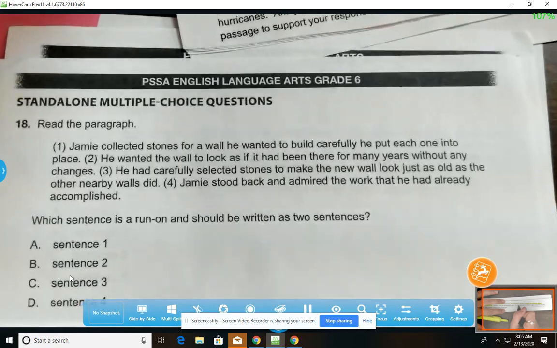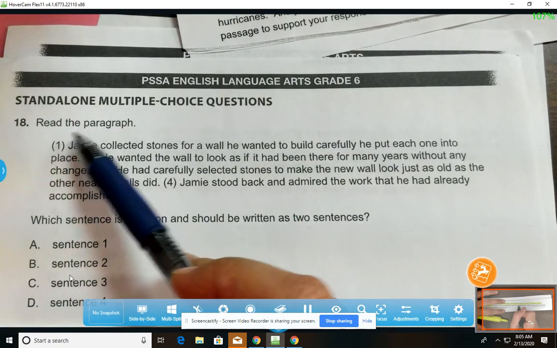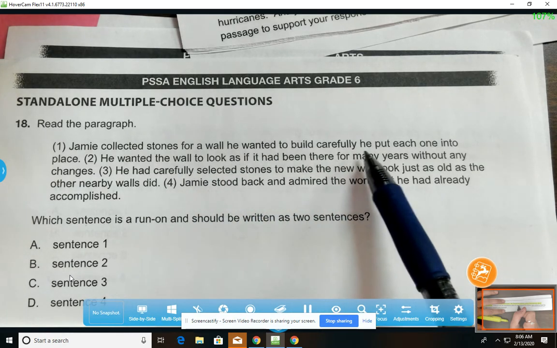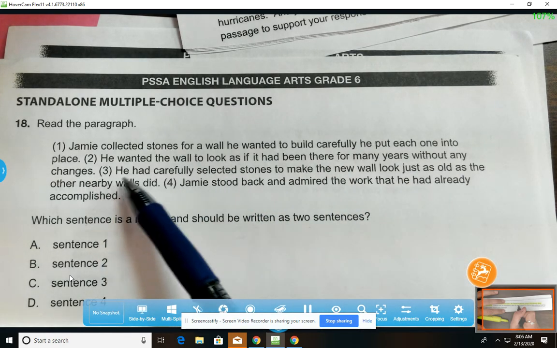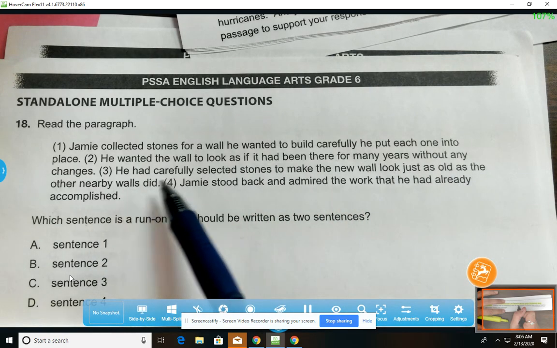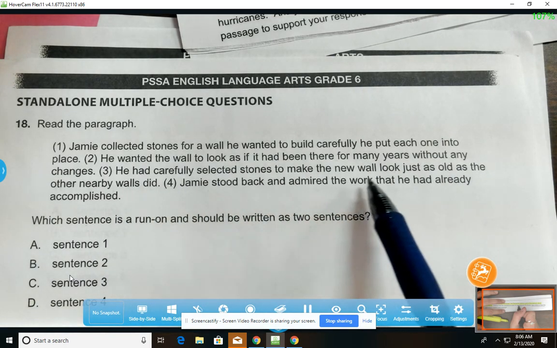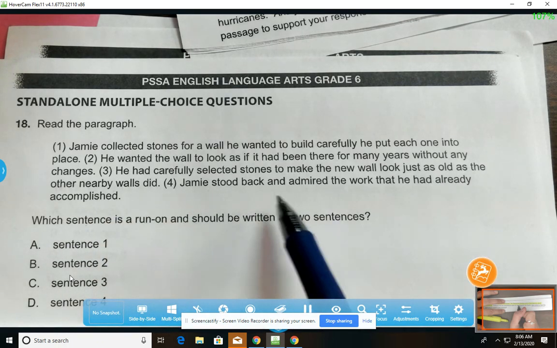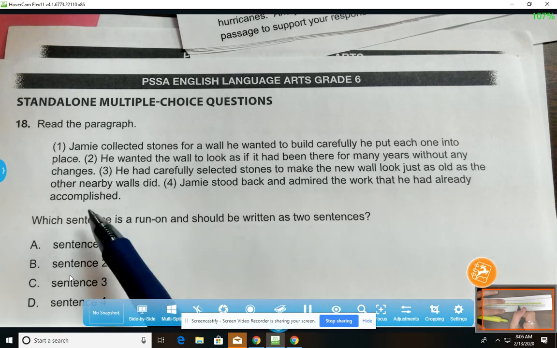First practice. Read the paragraph. Jamie collected the stones for a wall he wanted to build carefully. He put each one in place. He wanted the wall to look as if it had been there for many years without any changes. He had carefully selected stones to make the new wall look just as old as the other nearby walls did. Jamie stood back and admired the work he had already accomplished.